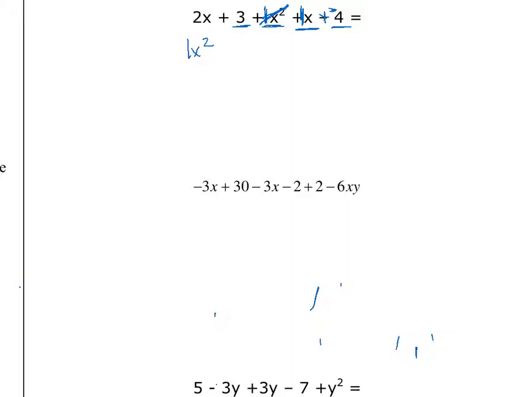So next is the variables that don't have exponents. If there are multiple variables that don't have exponents, we put things in alphabetical order. In this case, we just have the x term. So I'm going to move this 2x and this 1x. Finally, I end with the constants. Remember, constants are terms that have no variables. They always go last. So I'm going to put my 3 here and my negative 4 here.